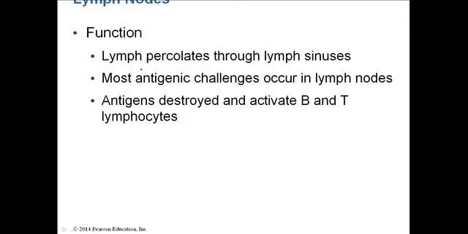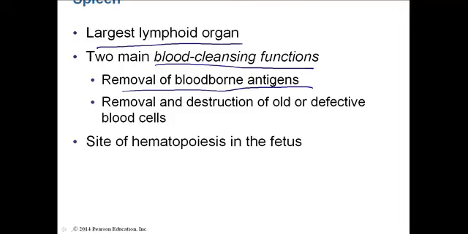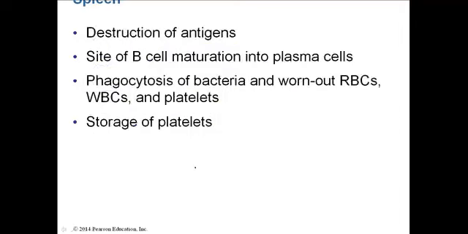Lymph nodes, again, lymph percolates through the lymph nodes, and it's exposing the lymph to the T and B lymphocytes and the macrophages. The spleen is the largest lymphoid organ. It's filled with blood, and it has a blood cleansing function as well as a lymphatic function. Again, it will identify antigens and remove them, and it also removes old blood cells and broken blood cells. It's also a site of hematopoiesis in fetus. That means origin of blood cells in a fetus.